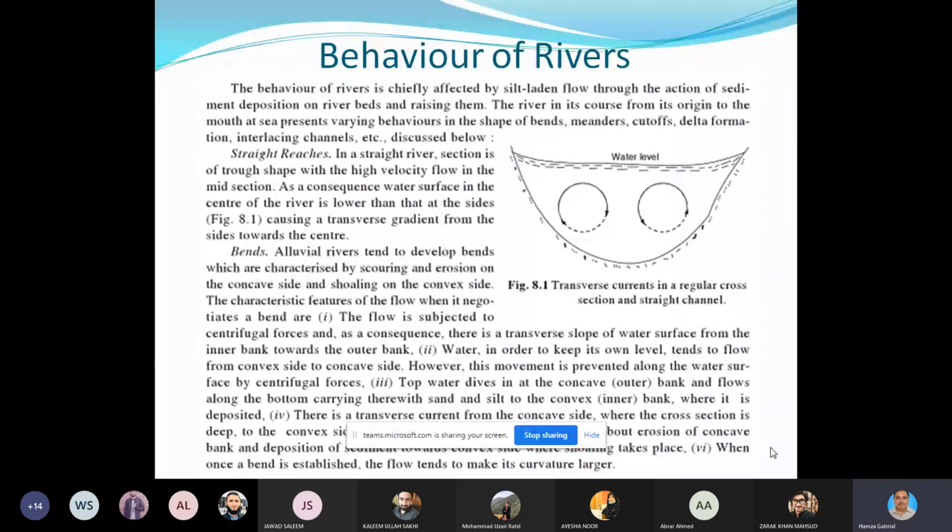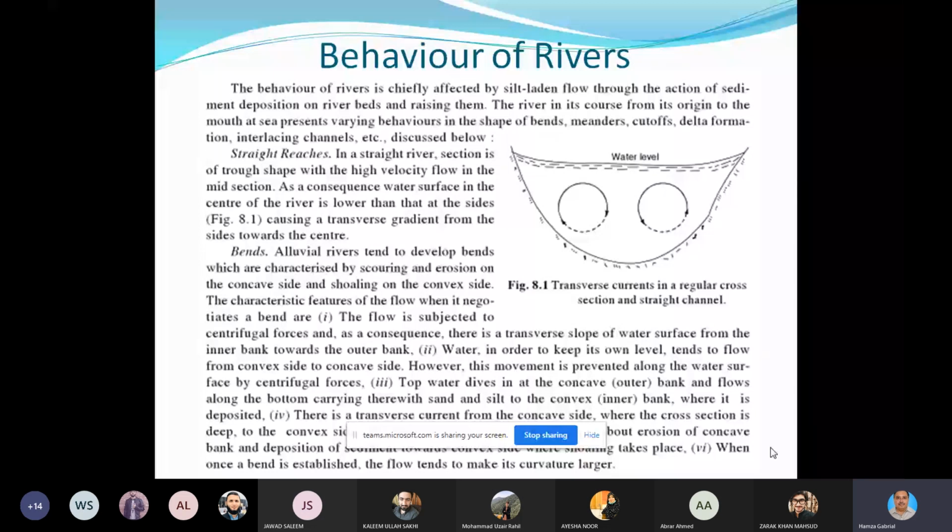But however, this movement is prevented along the water's surface by centrifugal forces. So counteracting that, centrifugal forces will come into force, and this will protect the water from flowing from the inner to the outer side. So the top water, that is water at the surface, will dive in at the concave, that is the outer bank, and it will flow along the bottom, carrying therewith sand and silt to the convex or the inner bank, where it is deposited due to the reduced velocity.